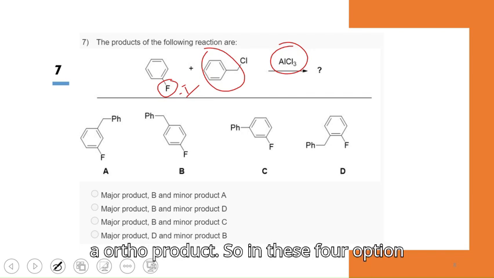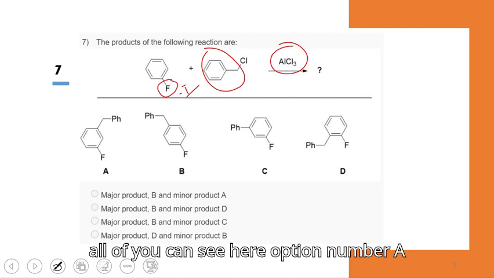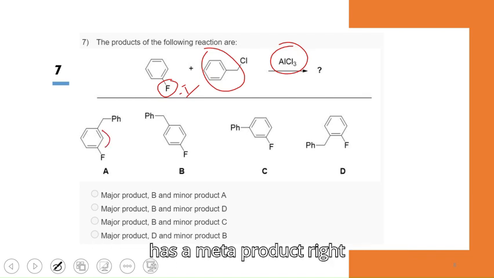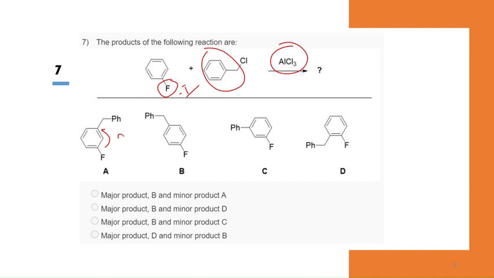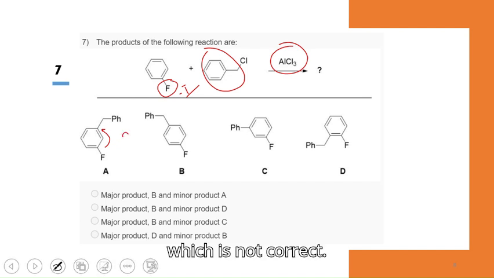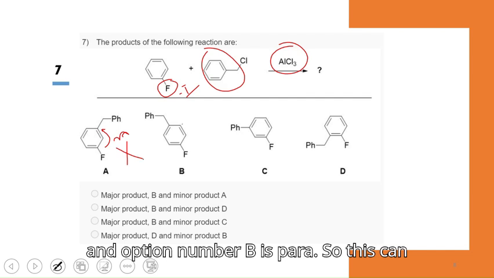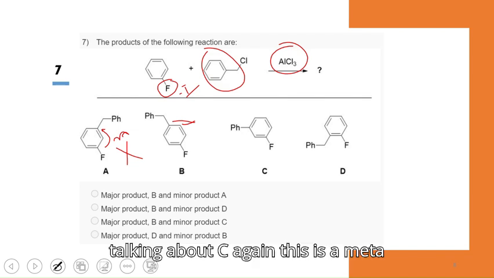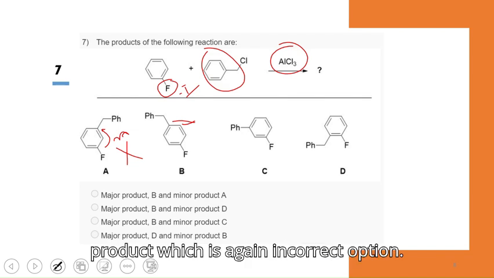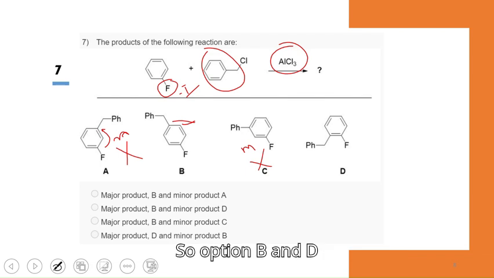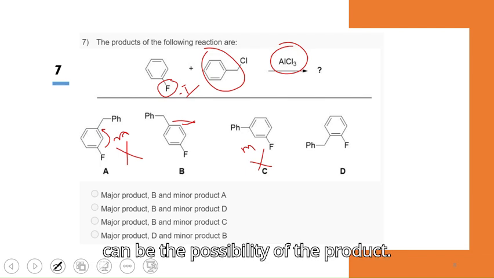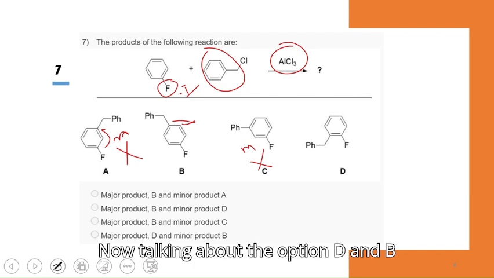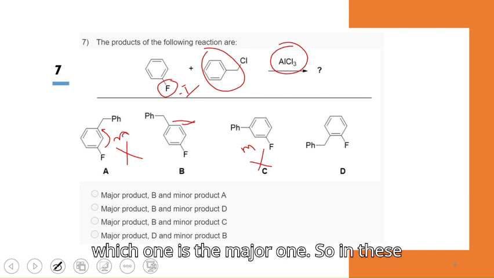So in these 4 options, all of you can see here, option A has a meta product, which is not correct, and option B is para. So this can be a possibility, right? And talking about C, again this is a meta product, which is again an incorrect option. So options B and D can be the possibility of the product. Now talking about options D and B, which one is the major one?